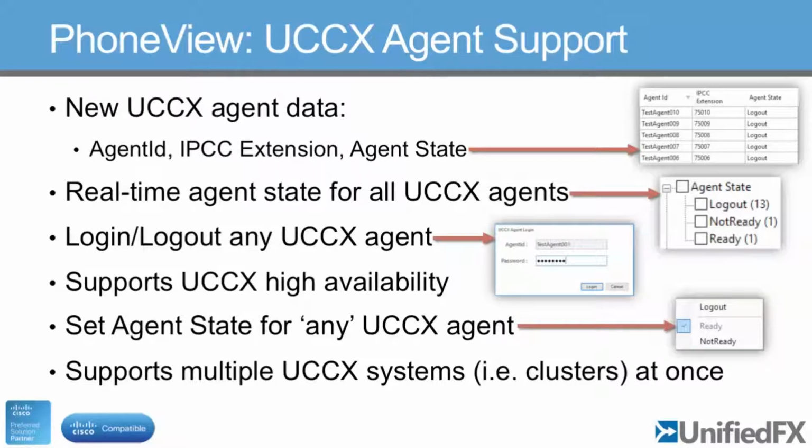So technically, from a supervisor's point of view, they could see all the agents within their team, choose one of them and change them from ready to not ready, etc., if they're not changing their state themselves correctly. It also works for flexibility, as always. It works with multiple UCCX systems at the same time, basically because it works with multiple clusters and it's a one-to-one mapping from UCCX to a cluster. So that's the general agent support capability.